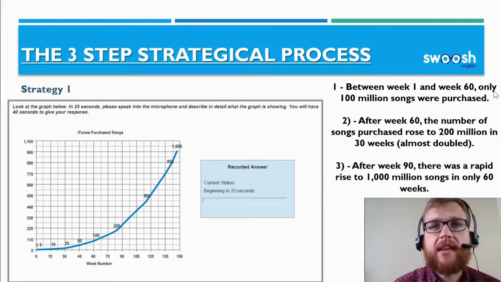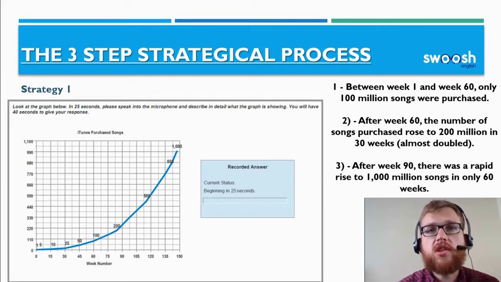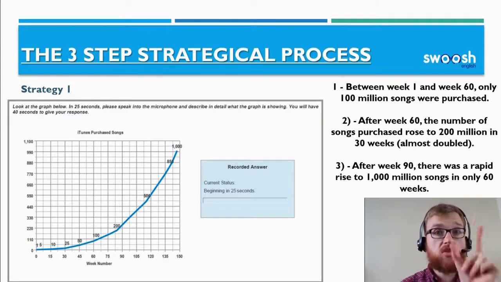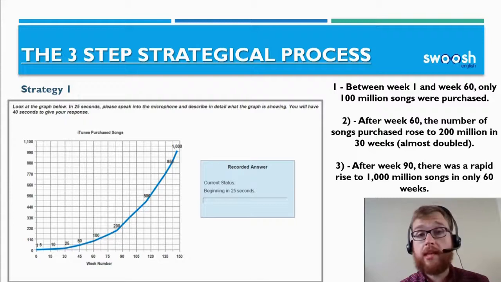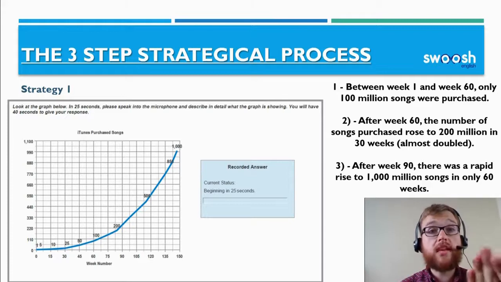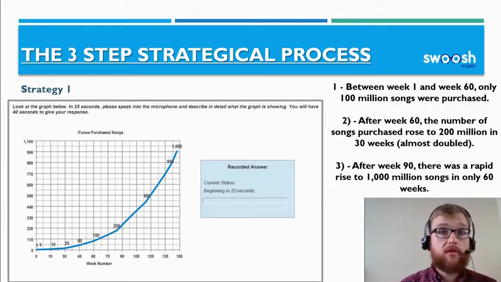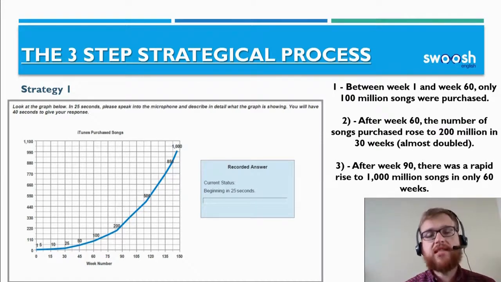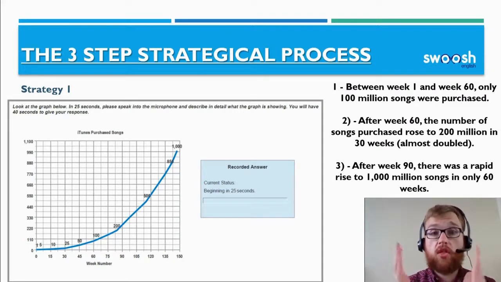Finally, after week 90, there was a rapid rise to 1,000 million songs in only 60 weeks. Here are our three ideas. So we actually took those three ideas and we talked about them slowly and methodically. This would take up a big chunk of our response. So that is a good reason for why we do this. Analyze the graph, take your three ideas, think about them, add your own statistical information, develop that into a response, and you can see that we have something that's not only thorough, it's also logical and very academic in terms of its register.